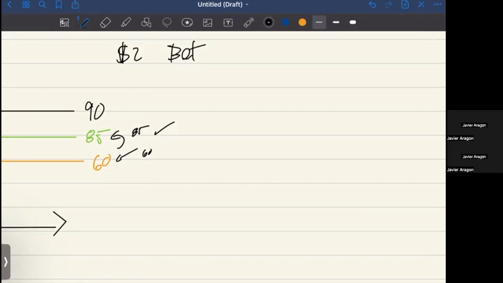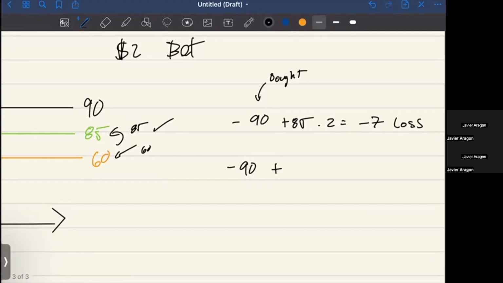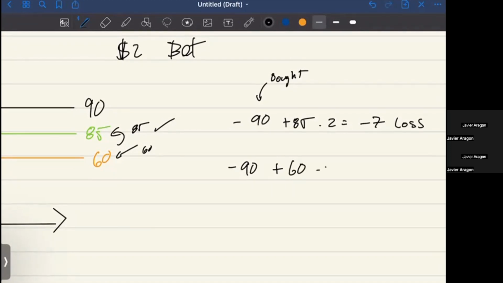So if you bought it at 90 and sold it at 85, and it cost you $2, that's a -7 loss. But if you wouldn't have had it, you would have had 90, and without your protected put it would be 60, then -2, that's a -32 loss. So as you can see here, this is almost a 4 times difference. Or sorry, this does not go here. Sorry.